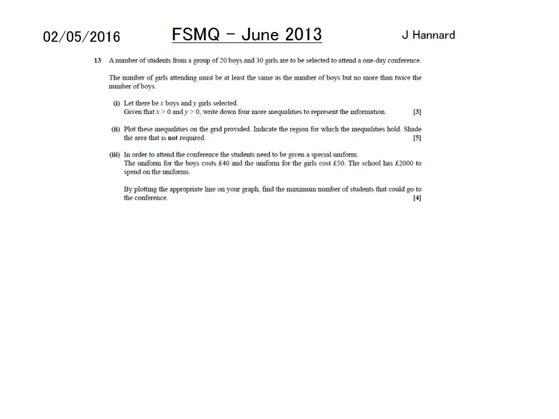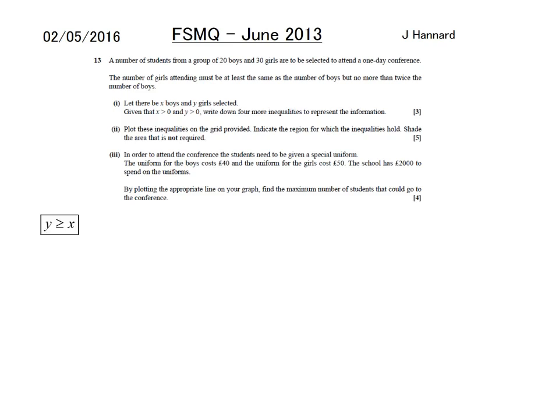Question 13 then. A number of students from a group of 20 boys and 30 girls is to be selected to attend a one-day conference. The number of girls attending must be at least the same as the number of boys, but no more than twice the number of boys. So let x be the number of boys and y girls selected.